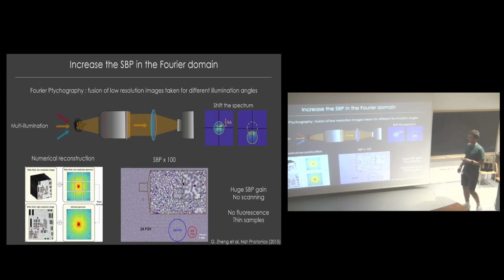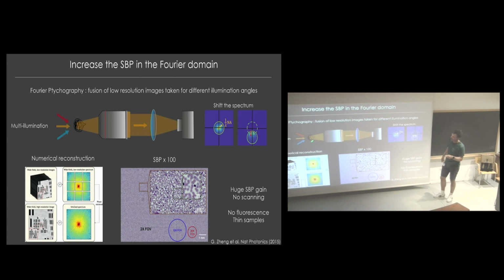But this was all in the spatial domain to increase the spatial bandwidth product, but you can do it also in the Fourier domain. There is a technique called Fourier ptychography. It's not the same as ptychography as performed in other domains, but the idea is to perform a fusion of low-resolution images taken for different illumination angles. So if you have a sample and a bright field microscope with regular bright field illumination, you end up with an image, you take the Fourier transform, you look at the spectrum, and you have something which is centered around the 0 frequencies. So you have an expected circle.